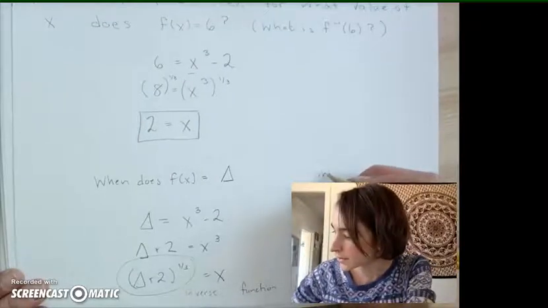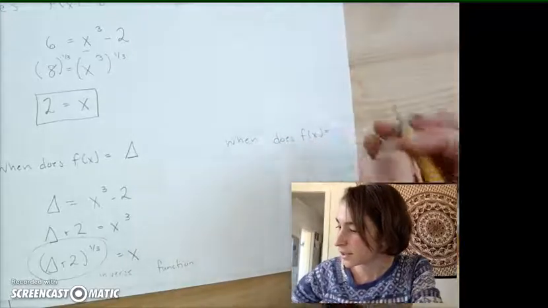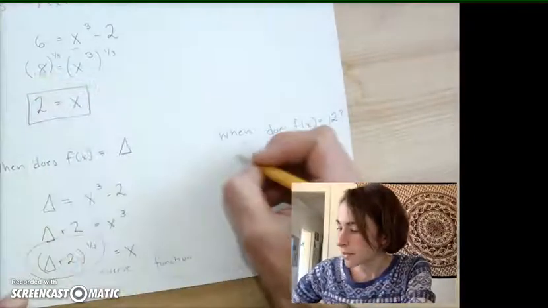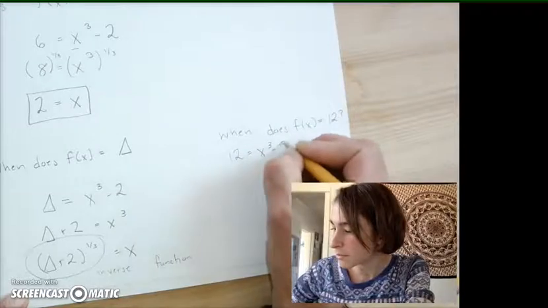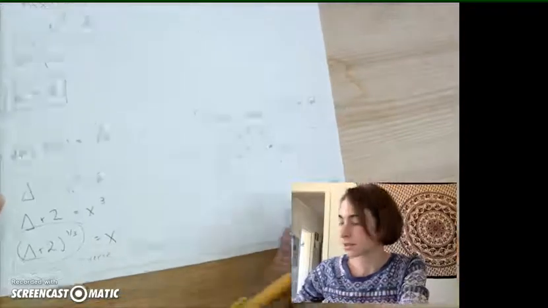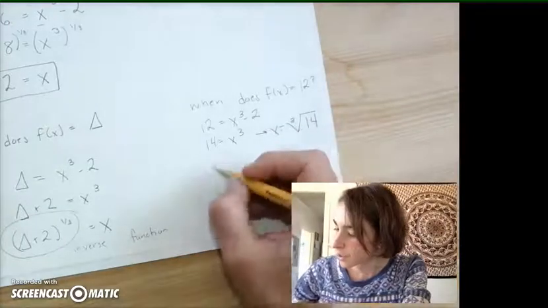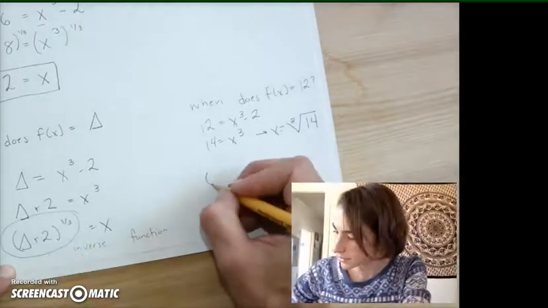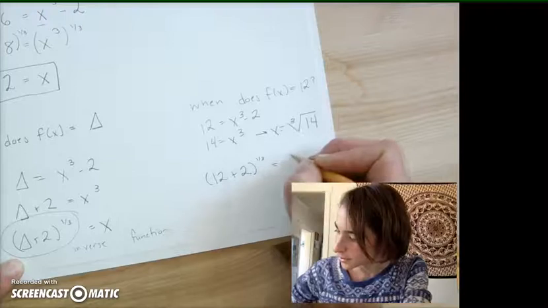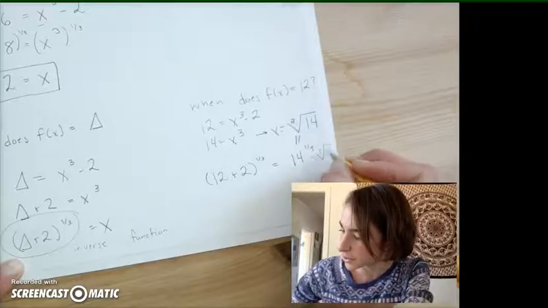So let's try it. When does f of x equal 12? I could do the same thing as I did before. 12 equals x cubed minus 2, so 14 equals x cubed. So x equals the cube root of 14. Or I could just plug it into this inverse function. 12 plus 2 to the 1/3. That's 14 to the 1/3. And again, remember these are the same notation. So this is the same as cube root of 14.